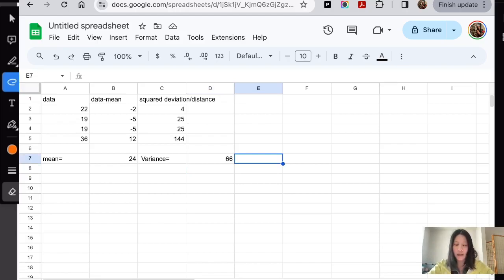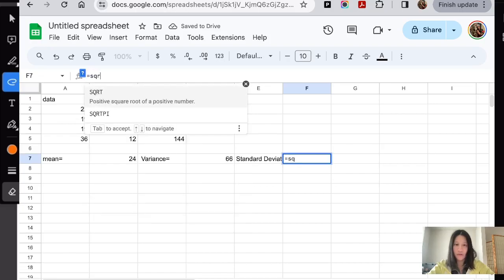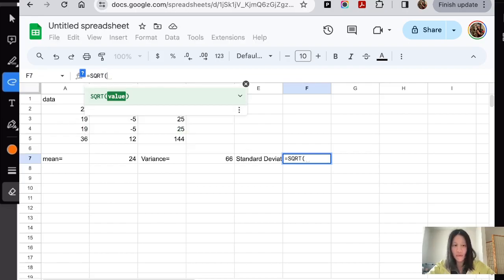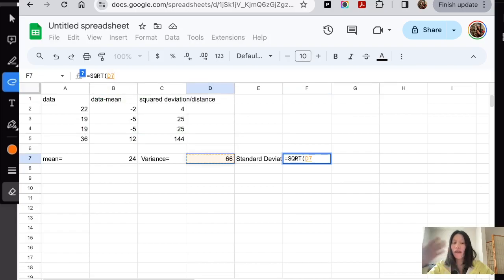And then the next one is you want to take the square root of the variance. After you take the square root on the variance, then you get the sigma, which is our standard deviation. So our standard deviation is going to equal the square root, SQRT. This is the square root. It tells you the positive square root of a positive number of this guy. I don't like typing 66.